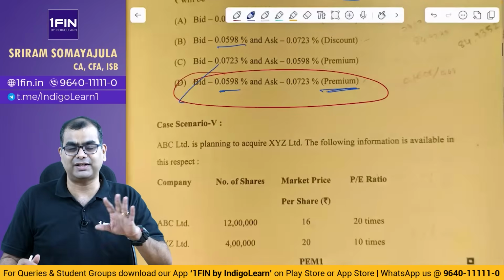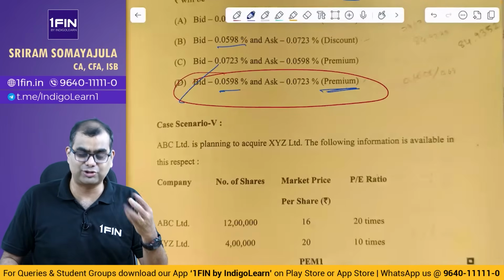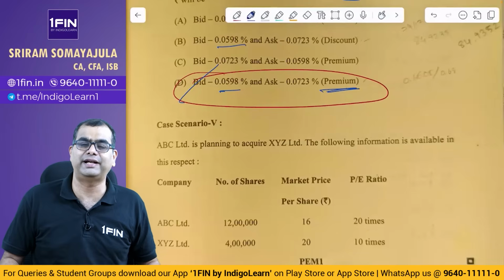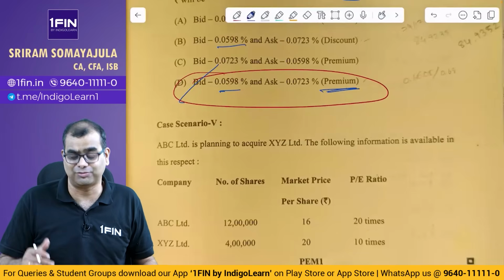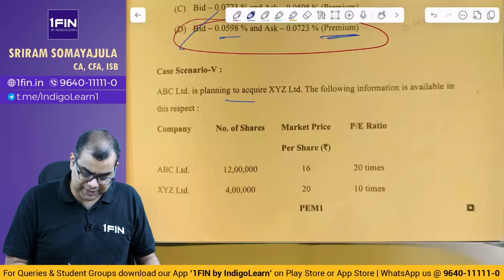See, we are moving very fast. The MCQs were super easy. I'm pretty sure there are a lot of people who are going to score 95 plus, 90, 100 or whatever also possible. Right. ABC is planning to acquire XYZ.